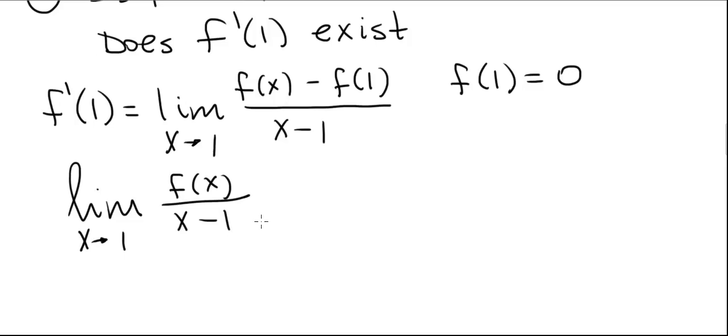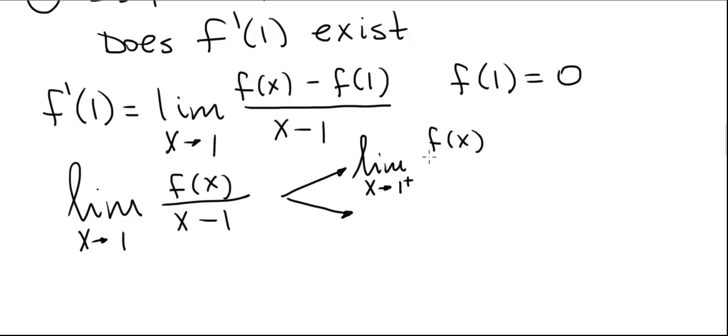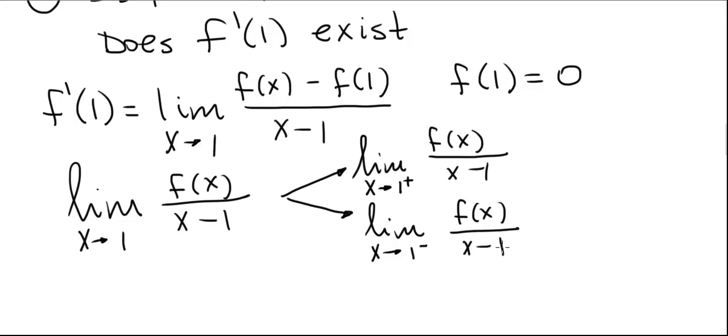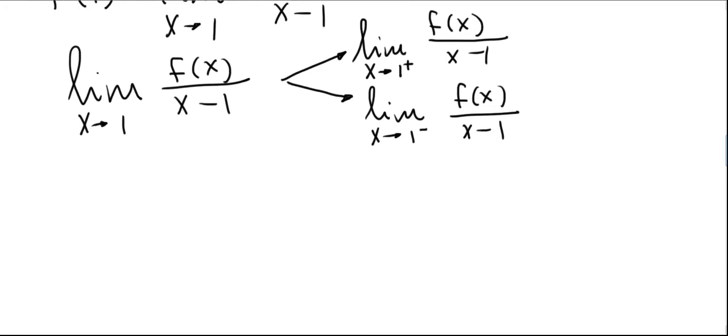Now because this is a piecewise function, and because the pieces switch precisely at x equal to 1, this limit must be computed just like for continuity using right and left-handed limits. So we want to compute the limit as x approaches 1 from the right of f of x over x minus 1, and the limit as x approaches 1 from the left of f of x divided by x minus 1. If both of these limits exist and if they're equal, then the function will be differentiable at x equal to 1. Let's start with the right-handed limit.